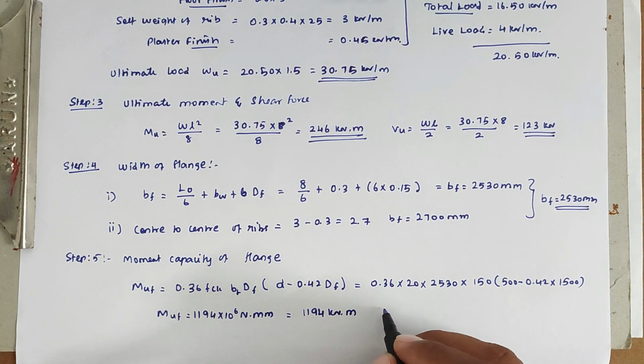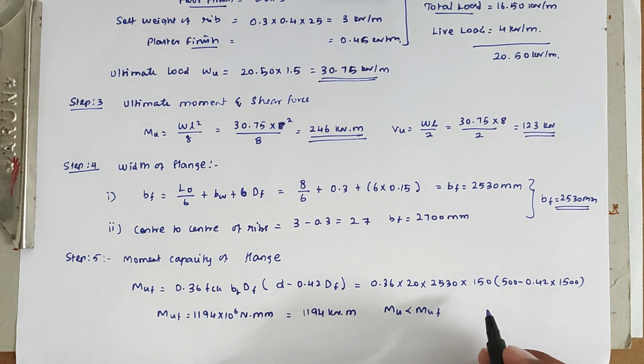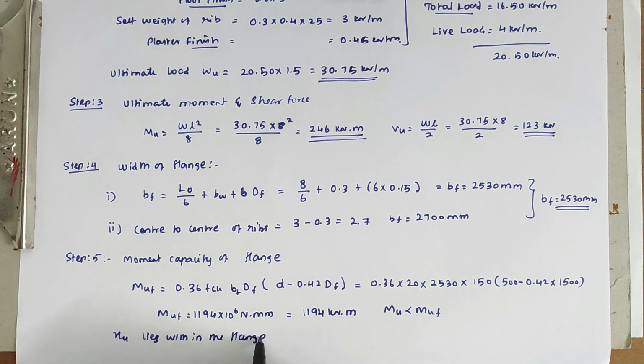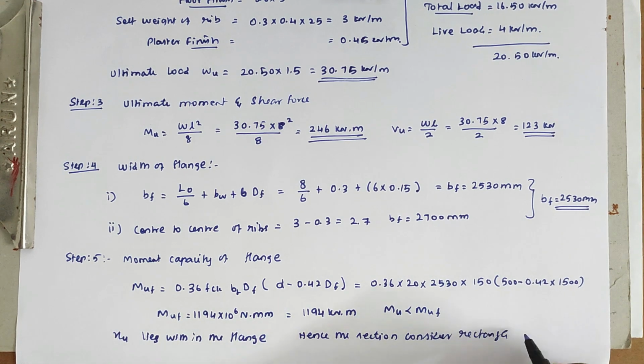Now MU is less than MUF. So XU lies within the flange. That is, the neutral axis lies within the flange. Hence the section is considered as rectangular, so B equal to BF.